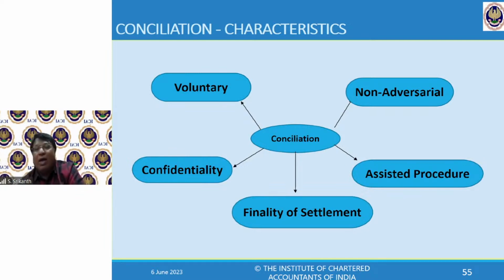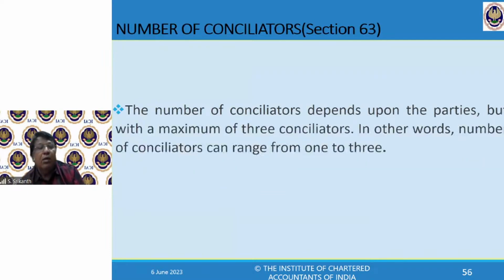Generally, by the time arbitration has started, they are adversarial, they are enemies. Here it is not. It's an early stage, so non-adversarial. It is an assisted procedure. And here also there is a degree of confidentiality. Here also, thanks to the Arbitration and Conciliation Act, there is a finality of settlement, but not as final as the award. Here also the number of conciliators depends upon the parties, but with a maximum of 3 conciliators. Maximum. Okay, 1 to 3. Whereas for arbitrators, even 7, you can have an odd number.